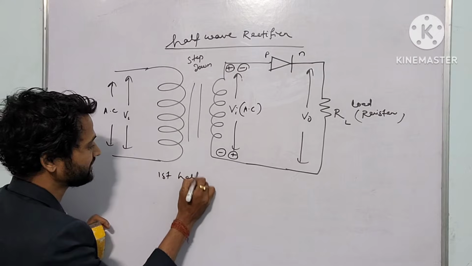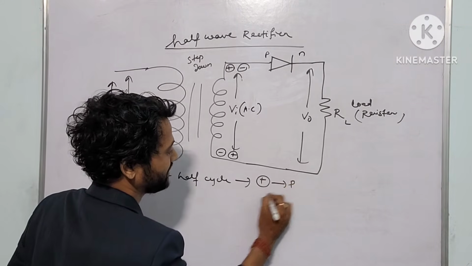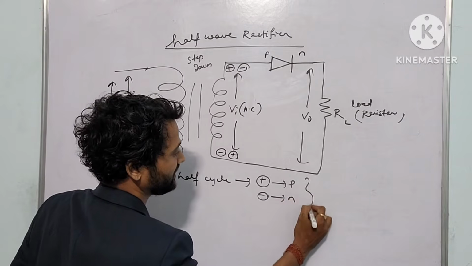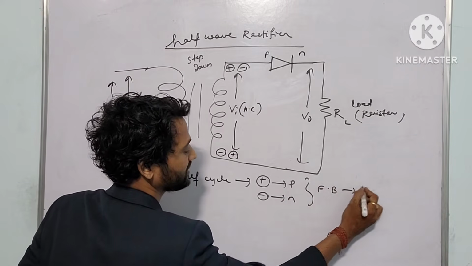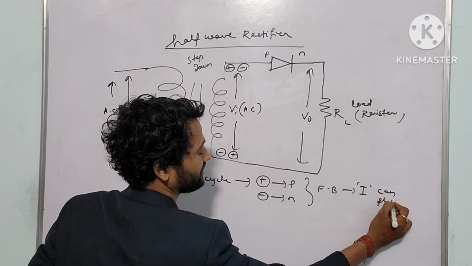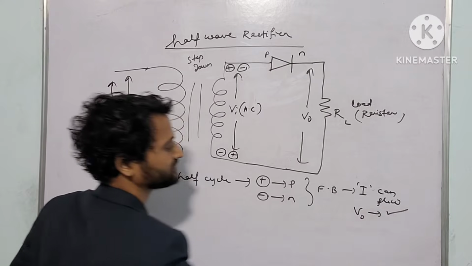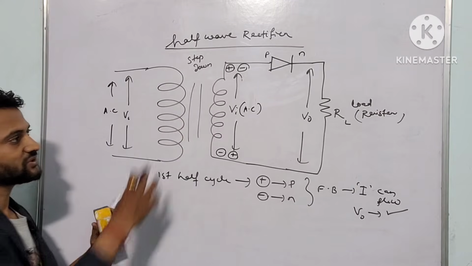Meaning in the first half cycle, positive is connected to P and negative is connected to N, it will be forward biased, then conduction takes place, then current can flow. If current can flow, then voltage will be dropped here, V naught we can get, right? The nature will be the same.